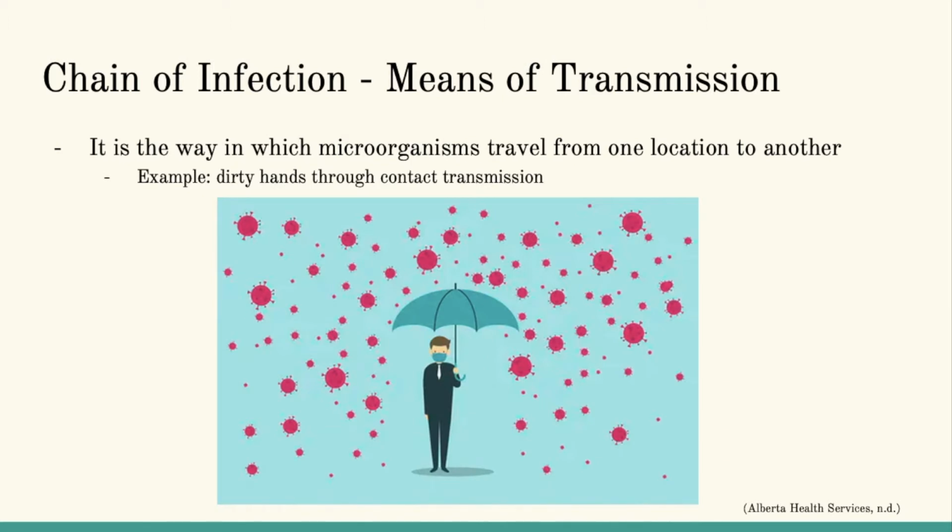The next link is the means of transmission. It's the way in which organisms travel from one location to another. It could be, for example, dirty hands through contact transmission, or sneezing, like droplet transmission. But means is just how it's being transmitted from one person to another, or one location to another.